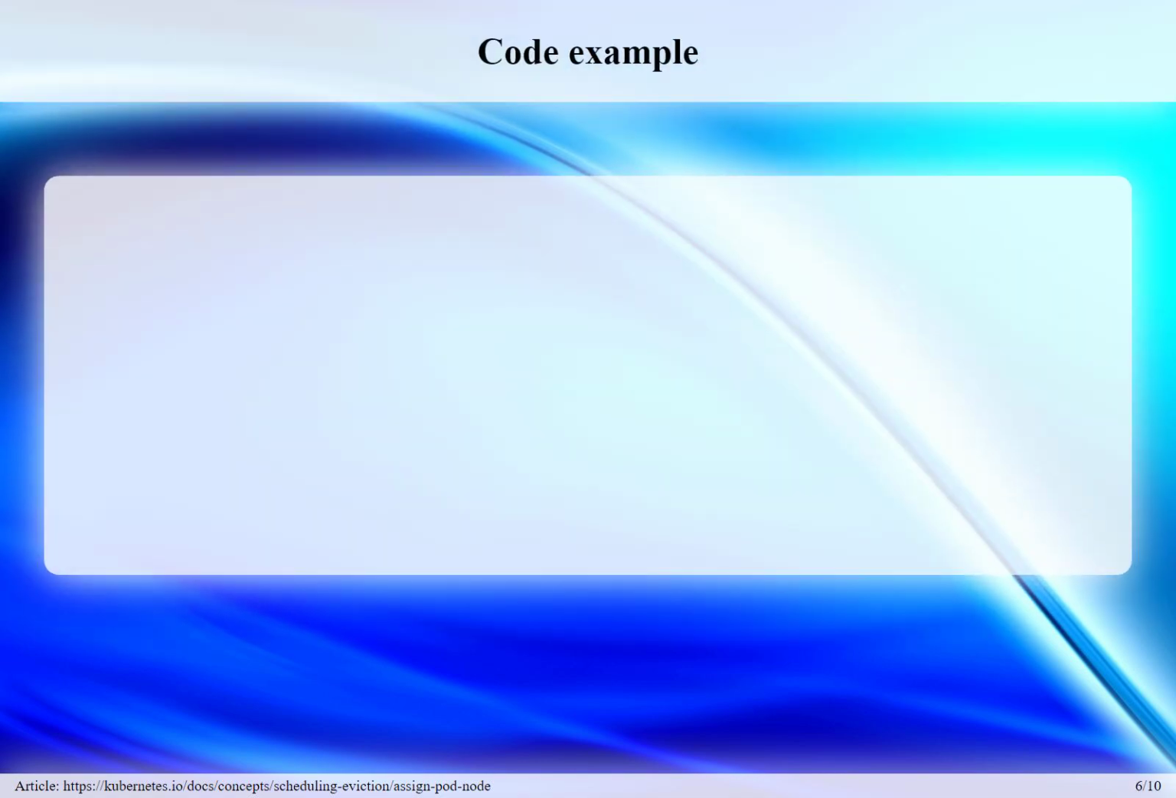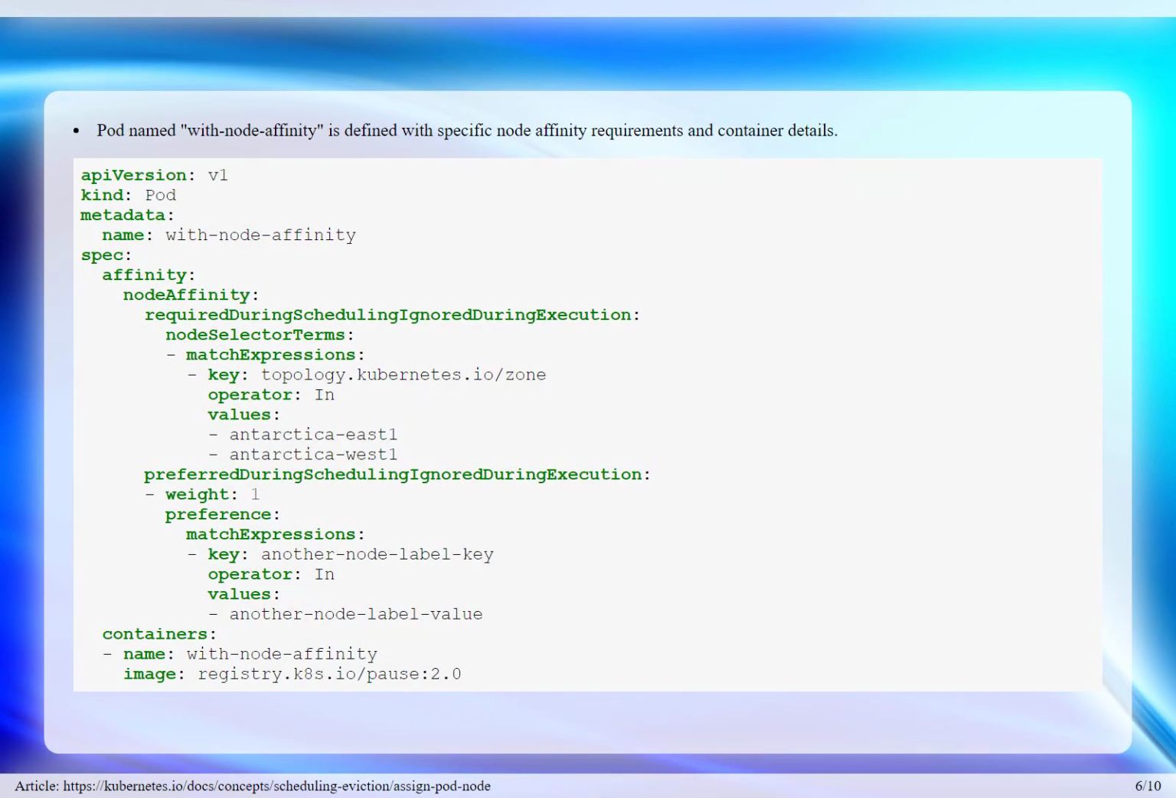Code example. The code defines a pod named with node affinity specified. The pod is required to be scheduled on nodes with the labels topology.kubernetes.io/zone set to either antarctica-east1 or antarctica-west1, and it is preferred to be scheduled on nodes with the label another-node-label-key set to another-node-label-value with a weight of 1.